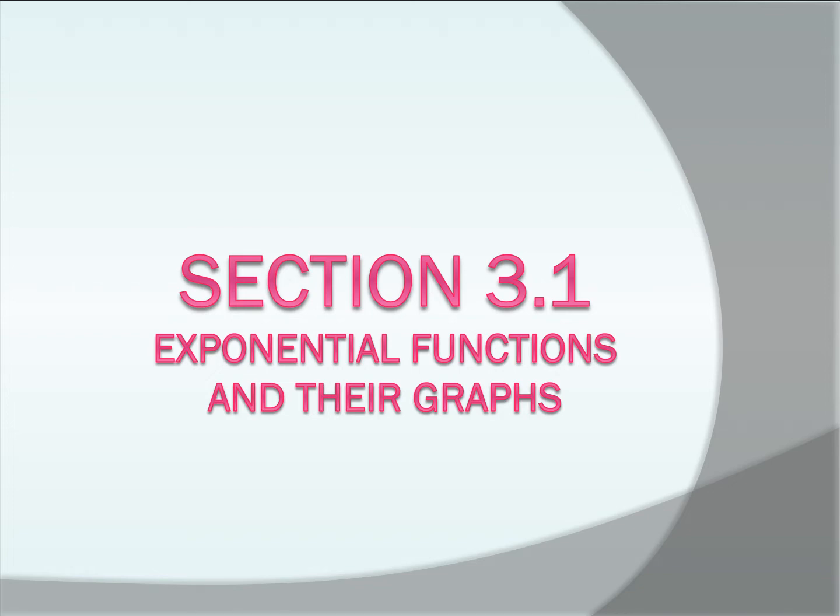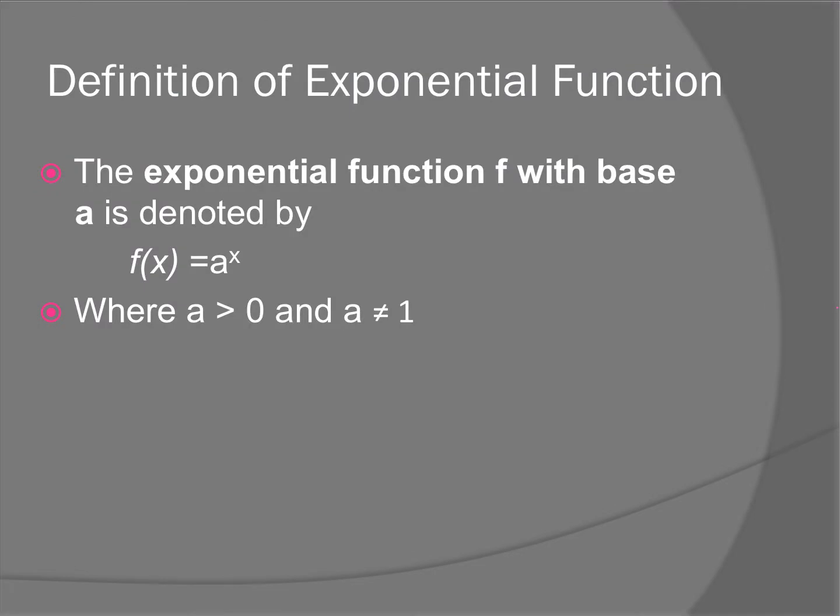All right, section 3.1, we're going to be learning about exponential functions and their graphs. So the exponential function f with base a is denoted by this. So it's still a function, so we still have f of x, which is just a fancy way of saying y. And then x is in our exponent. So this is when our exponent has the variable, and a is just our base.